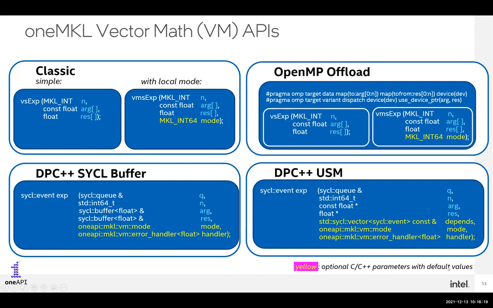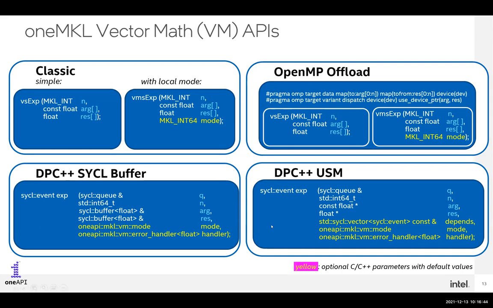USM is pointer-based, and it should be familiar to C++ programmers. Buffers, represented by the buffer template class, describe one, two, or three-dimensional arrays. They provide an abstract view of memory that can be accessed on either the host or the device. Buffers are not directly accessed by the program and are instead used through accessor objects.